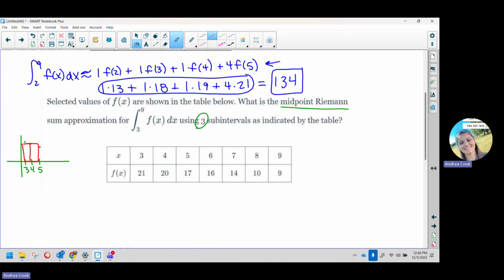So when I'm looking at my table, I have to jump over and jump over and jump over. I'm only doing 3. If I went to every single one, I would have way more than 3 rectangles. I only want 3 rectangles. So the base is going from 3 to 5, which is 2. Then it's going from 5 to 7, which is 2. 7 to 9, which is 2. And then the height of each rectangle is the number in the middle of the rectangle.